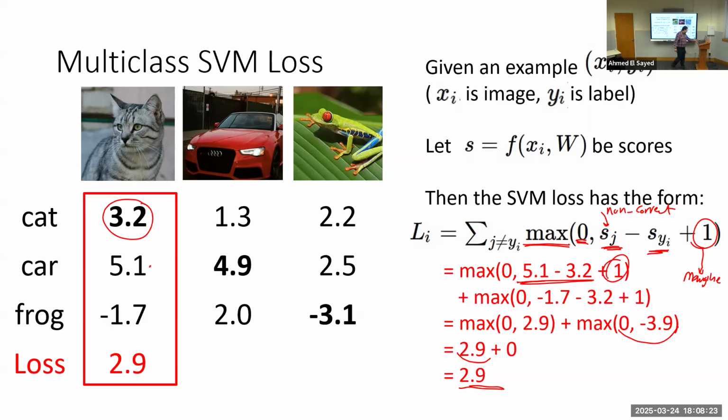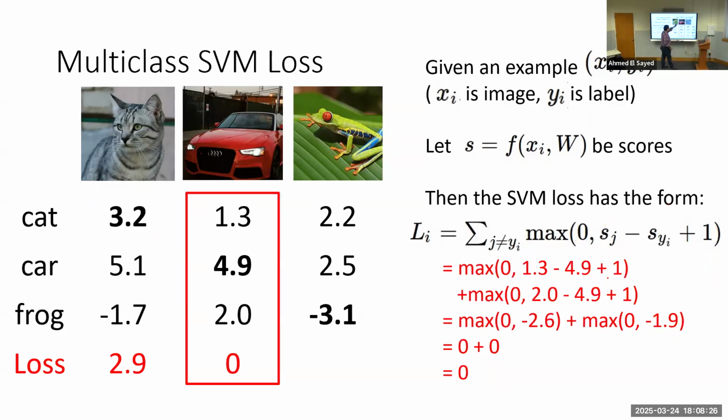Now I'll do the same thing for the second class. Again, this is a car, and this is the correct score. So I will subtract this from this, plus the margin, and this from this, plus the margin. For both, it's giving you a negative. So I will find the maximum between 0 and this negative, and the maximum between 0 and this negative. In both cases, it's 0. So this score is perfect. And if you look at it, it's the maximum among all the others. So it's correct. Look here.